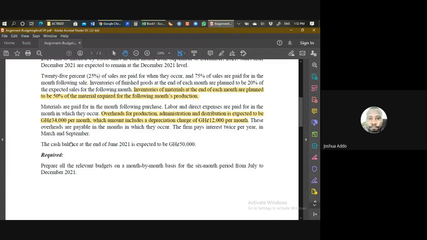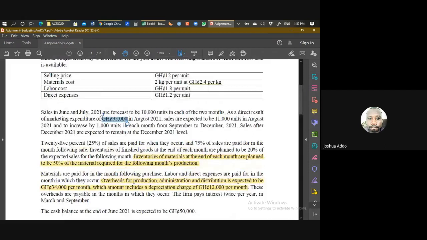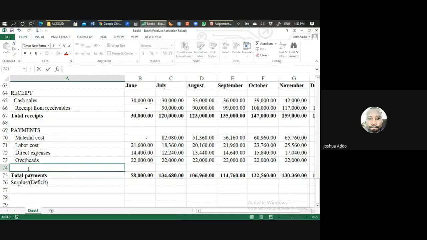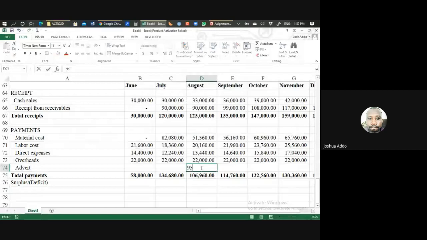But as it stands, the firm pays interest in March and September. That's all. They didn't give the amount, so we cannot really. Okay. But thank you for alerting us on the 95,000 as advertisement expenditure. So that should go into the cash budget, the payment side. Thank you very much. So let me just insert one row here and do advertisements, or adverts, simply adverts. And it happened in August. The advert was done only in August. And we paid 95,000.